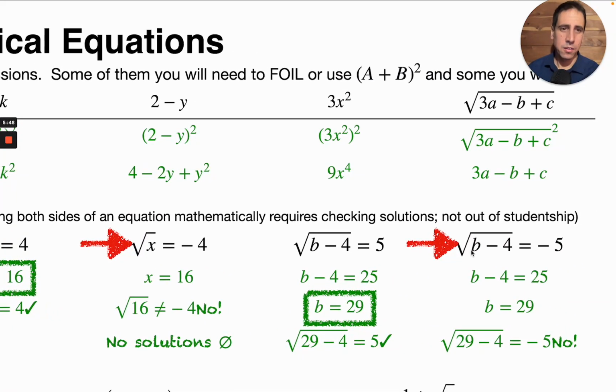Let's check this out. Square root of b minus 4 is equal to negative 5. It's the same thing, just changing the 5 to a negative 5. Let's square both sides to undo the radical. We get b minus 4 is equal to 25. And then add 4 to undo the subtraction. We get b is equal to 29.